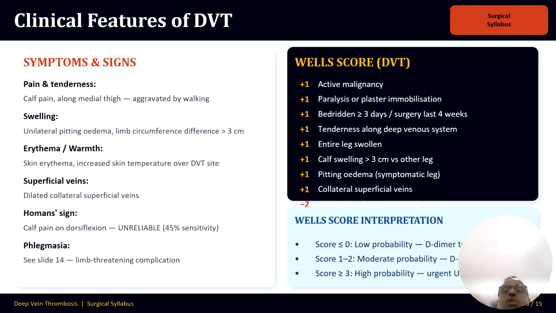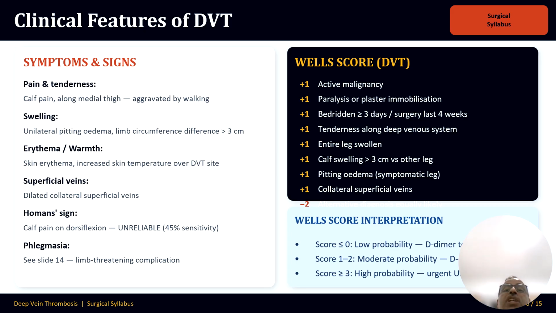So in total, if the score comes to less than 0, then this patient has a very low probability of having a deep vein thrombosis. And in such a patient, a D-dimer test should be done. If the patient has a score of 1 to 2 on the Wells score, then there's a moderate probability of this patient having a DVT. A D-dimer test with a color Doppler should be done.